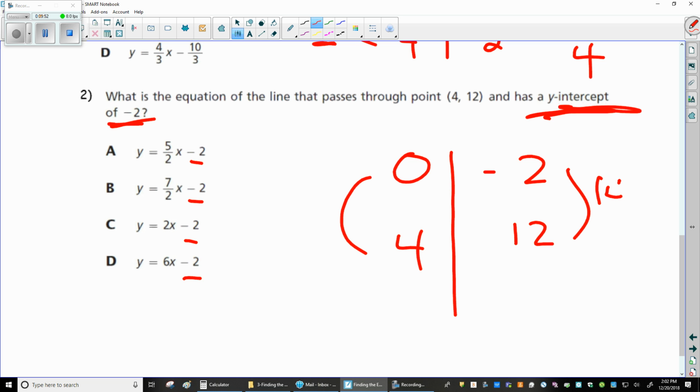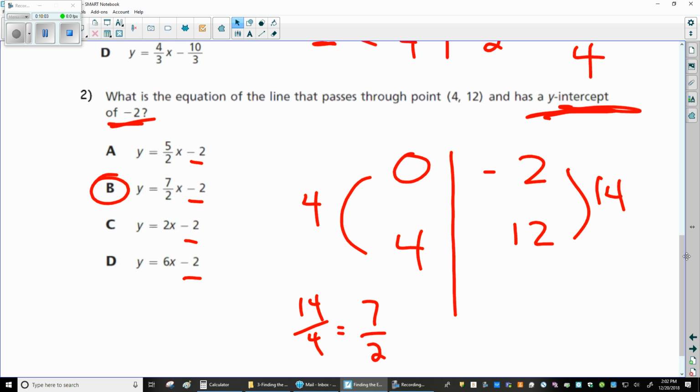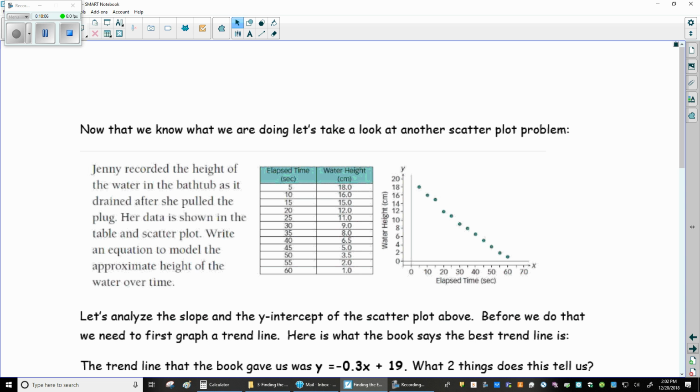This side's going up by 14. This side's going up by 4. And 14 divided by 4 gives us 7 over 2. So obviously, choice B is correct. On the back page, I have one more word-problem-type one to do as well.